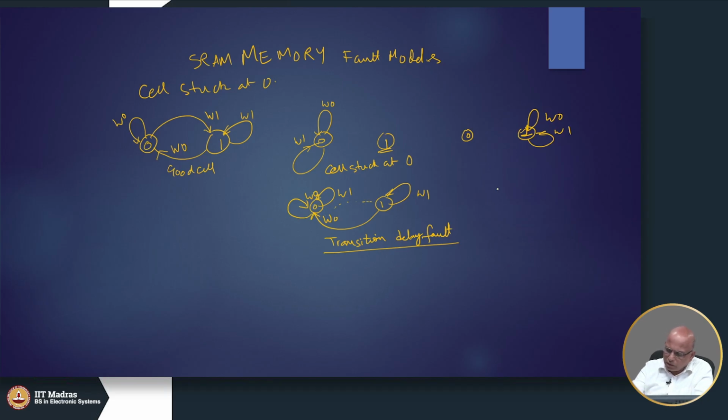In the same way it could have a transition delay fault where in the beginning it can come up in state 0 at power on, and if you write a 0 it will stay there, if you write a 1 it will go here. After that it cannot come back to 0, it will stay here, whether you write a 1 or you write a 0. There is no way to return back to this. So, this is also a transition delay fault.